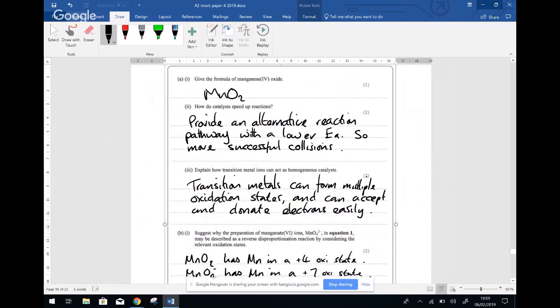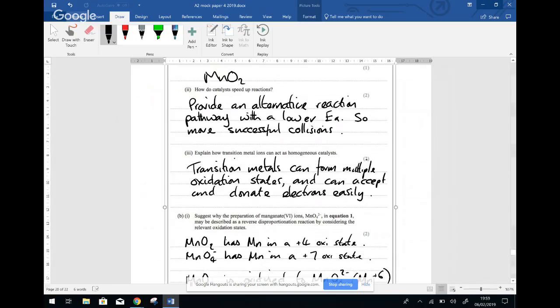Explain how transition metals can act as homogeneous catalysts. Well, the homogeneous catalysts we know move up and down in oxidation numbers. So transition metals can form multiple oxidation states and can accept and donate electrons easily. Nice and straightforward.